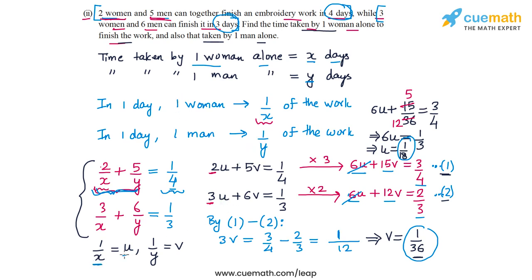So x is simply 1 by u and y is simply 1 by v. So x is equal to 1 by u, or 18. So one woman alone can finish the whole piece of work in 18 days. And now y is equal to 1 by v, so that is equal to 36. So one man alone can finish the whole piece of work in 36 days. So that's our answer. One woman alone can finish the whole piece of work in 18 days and one man alone can finish the whole piece of work in 36 days.